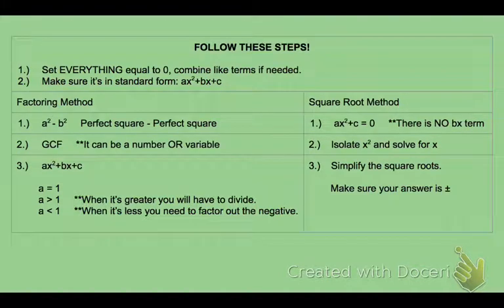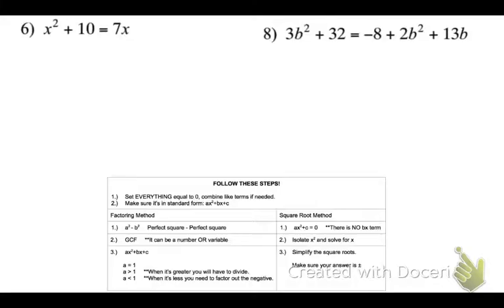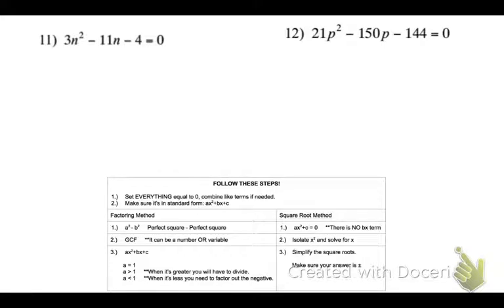Okay, I'm going to skip to number 11. Same thing, look for your steps here. It tells you to set it all equal to 0 and combine like terms if needed. Now that I look at this one, it's actually equal to 0 already, and I don't need to combine any like terms, so I'm going to start solving from there.